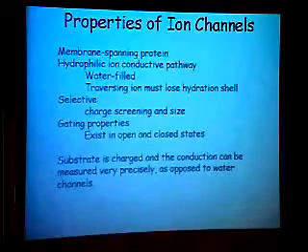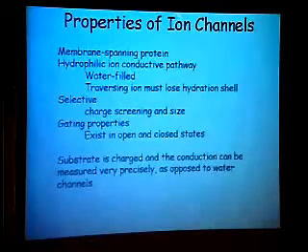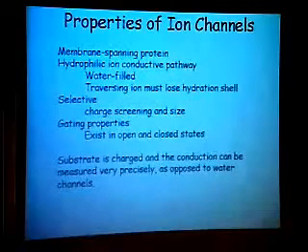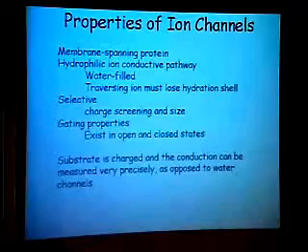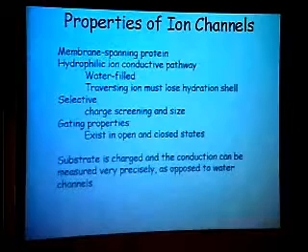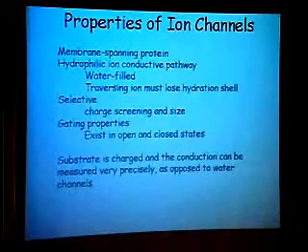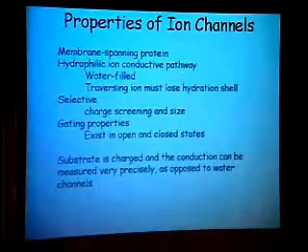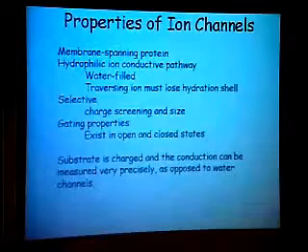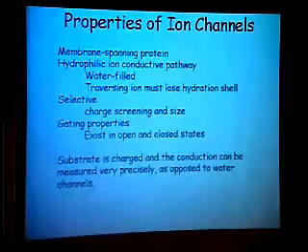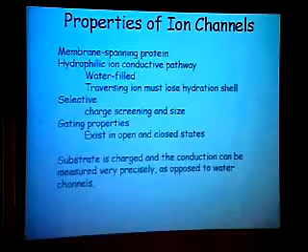Okay, so that's why you need ion channels if you want to transport ions across the membrane. And there are a few properties which are common in ion channels. First of all, of course, they are membrane-spanning proteins, because their function is to transport ions across the membrane. They are hydrophilic ion-conductive pathways. They compensate for the hydrophobic core of the membrane, which is the main barrier against ion transport. That's why you want to provide a hole which is hydrophilic enough to bring an ion from the bulk region to the interior of the channel.